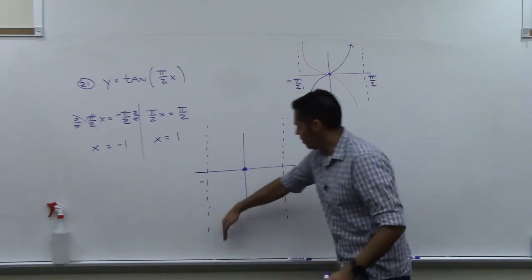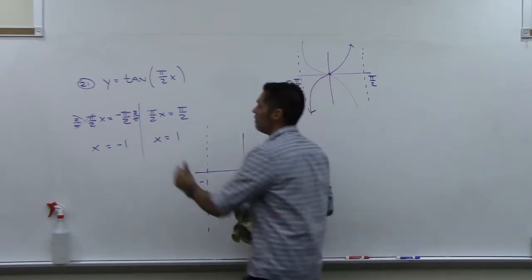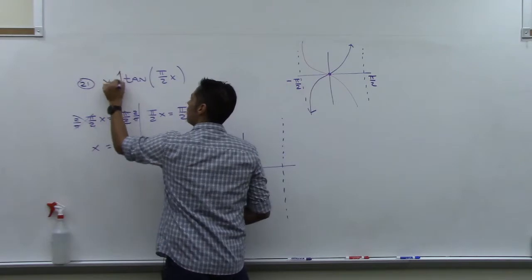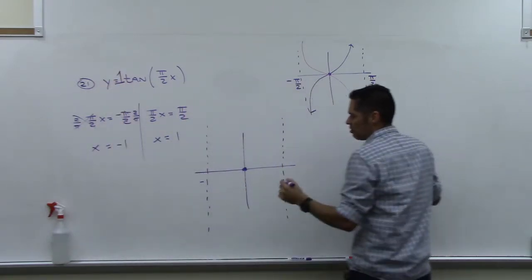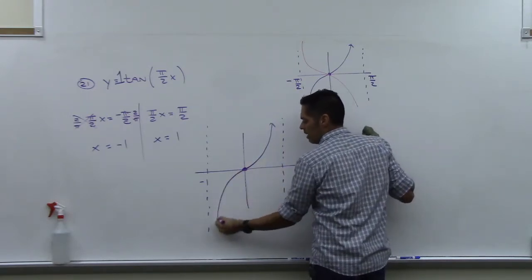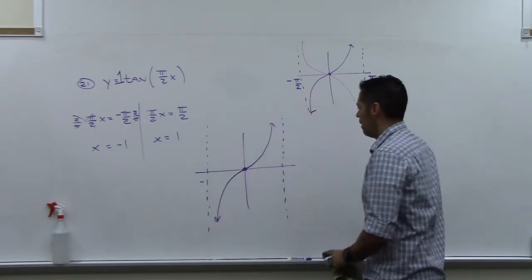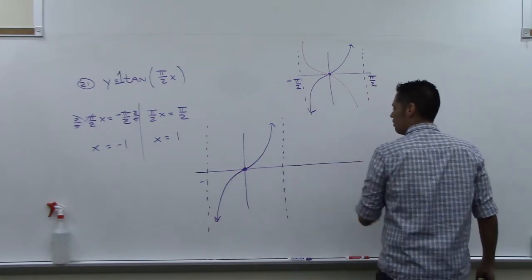And now it's just a question, does it look like this or does it look like this? Well, the number in front is a positive 1, which has no impact on it. It doesn't flip it over, doesn't even stretch it. So it's just going to look like your standard tangent function. And then, yeah, that's good. Of course, it repeats itself, okay?